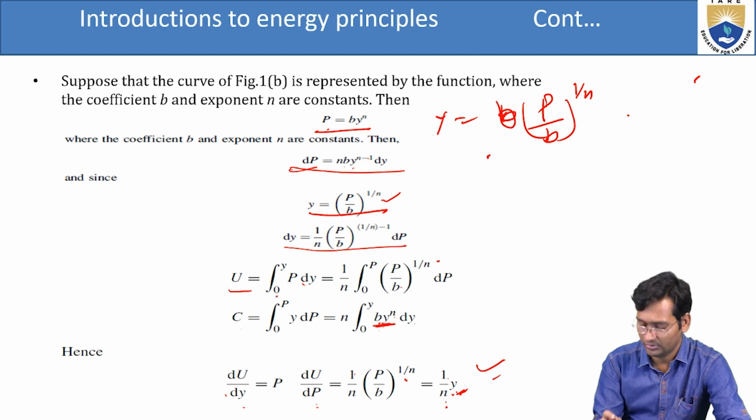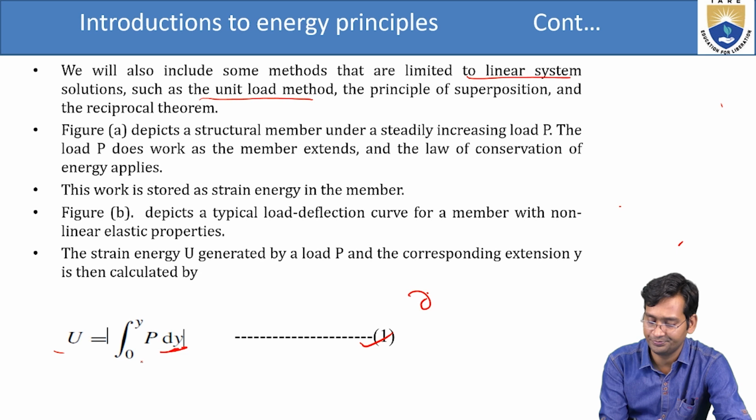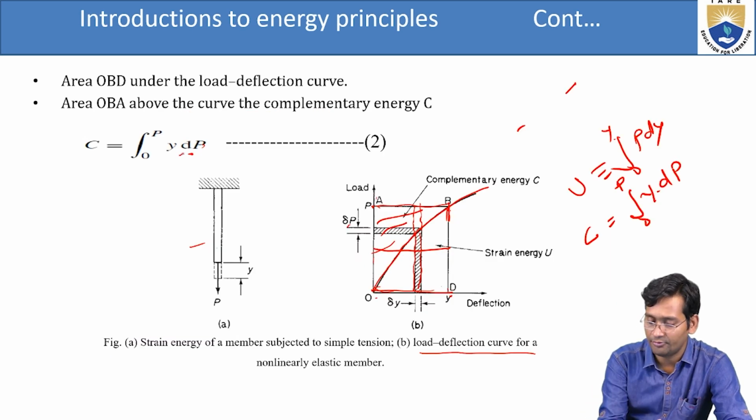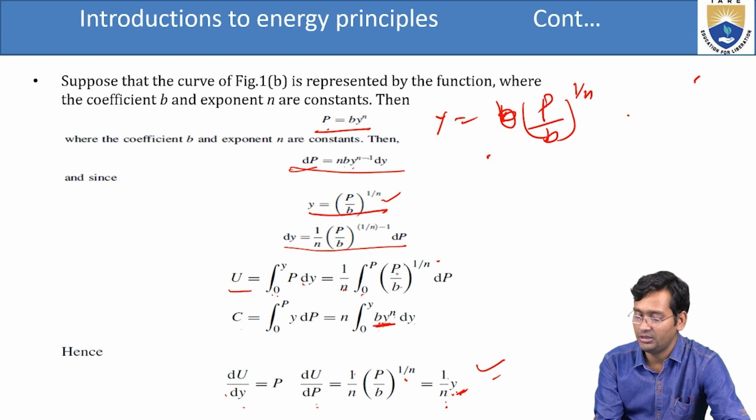Now just see here, U equals, right, the strain energy equation: P dy and y dP. So put here dP and dy. After putting in the energy equation, 0 to y, P dy is 1 by n, just substituting that: 0 to P, (P by B) to the power 1 by n into dP. And for C, 0 to P, y dP equals n into 0 to y, B y to the power n into dy. Okay, these two equations are over.